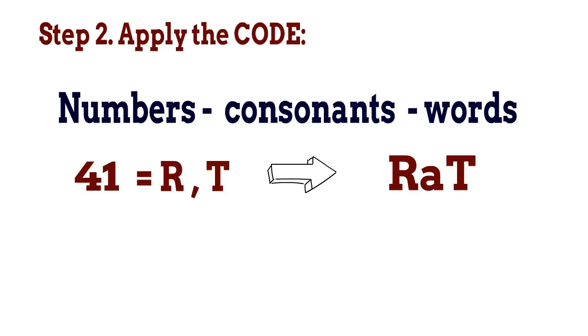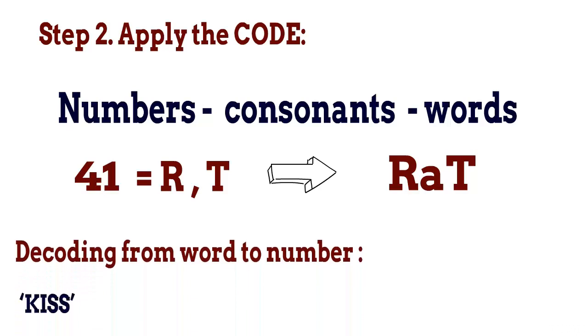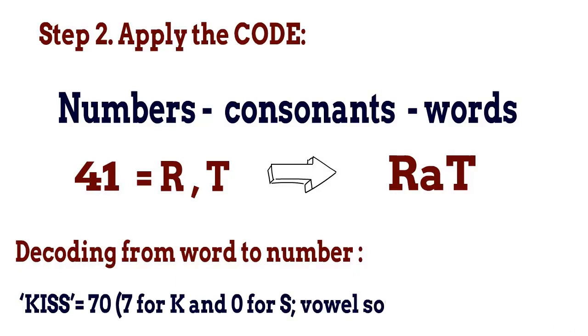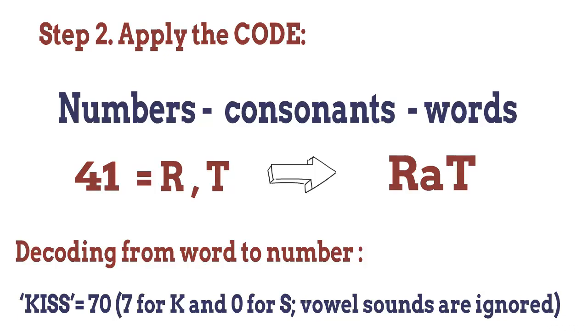The coding from word to number is even more straightforward. The word kiss, for instance, becomes 70. 7 for K and 0 for S. Vowel sounds are ignored. The conversion process may seem a little slow and cumbersome at first, but with just a little bit of practice, it becomes second nature.